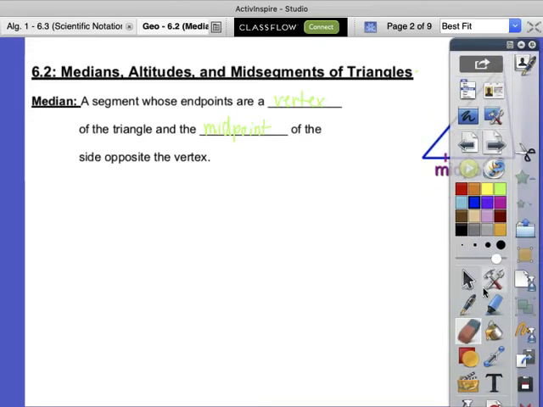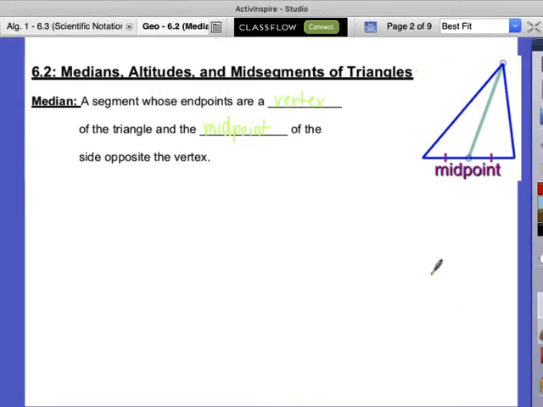So how many medians do we think there are in any given triangle? Well, 3. What about from here? Could that be a median? Yeah, if this is the midpoint, that'd be the median. Could there be one more? Yeah. Okay. There could be one more there. Questions on that?